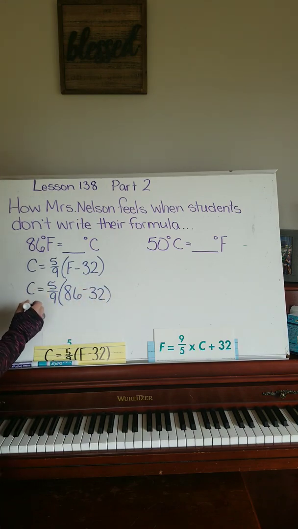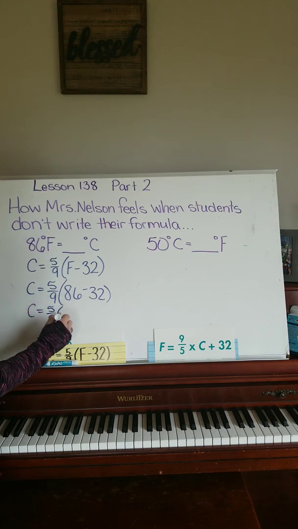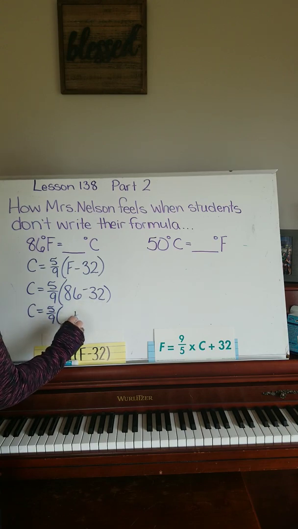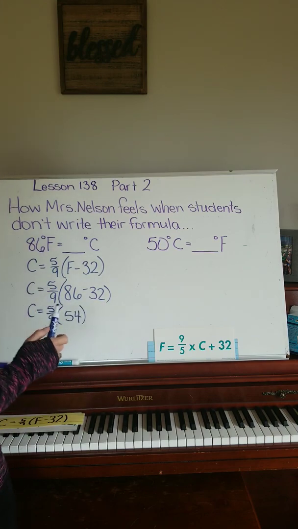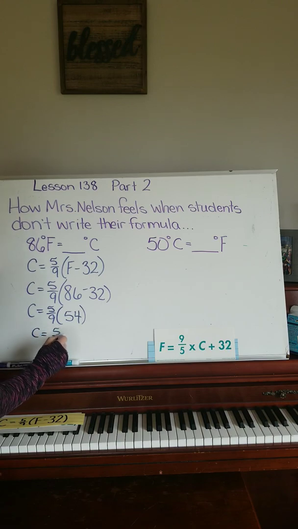Okay, drop down again. C equals 5/9, parentheses, what is 86 minus 32? 6 minus 2 is 4. 8 minus 3 is 5, so 54. Let me get these out of the way so I have more room. Okay, now we're multiplying. C equals 5/9 times 54 over 1.